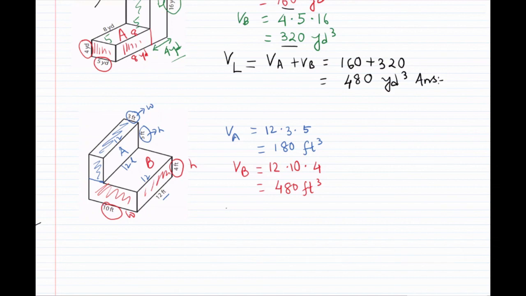Now it's time to calculate the total volume of this L-shaped geometric figure. Just like before, we will add VA and VB. So here my VA value is 180. I'm adding it to 480 and getting a value 660 feet cube.